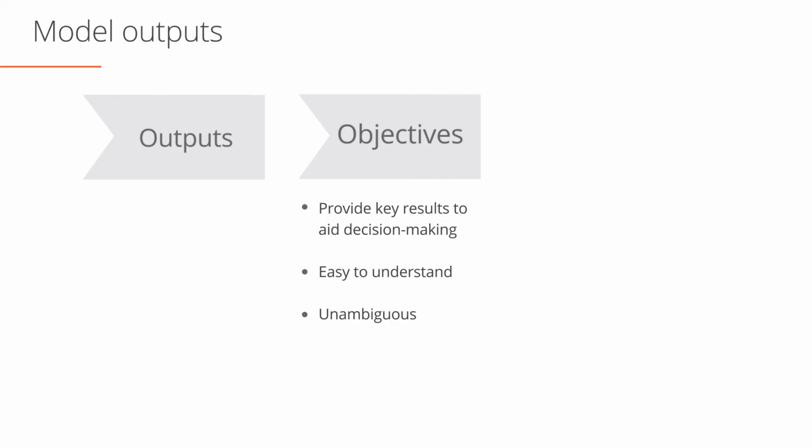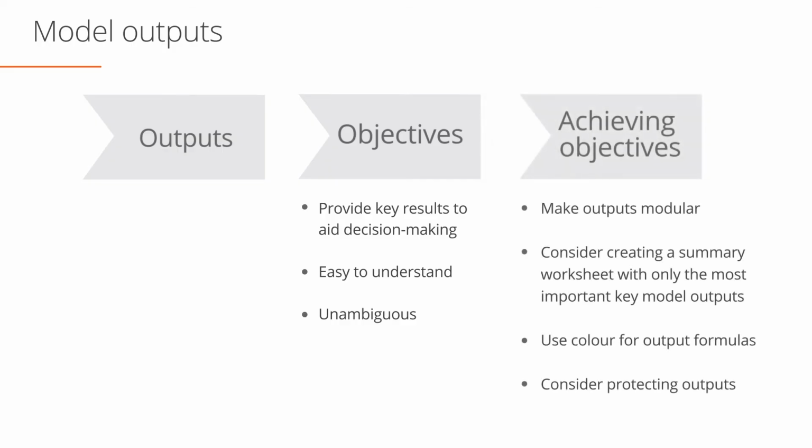Financial model outputs include things like balance sheet forecasts, cash flow forecasts, DCF valuations, and so on. Ideally, you want to make sure your output cells or worksheets are easy to understand and unambiguous. Consider making your outputs modular so that the end user can choose which outputs he or she wants to review. For example, put your income statement forecast, balance sheet forecast, and cash flow forecast in separate groups or on separate worksheets.